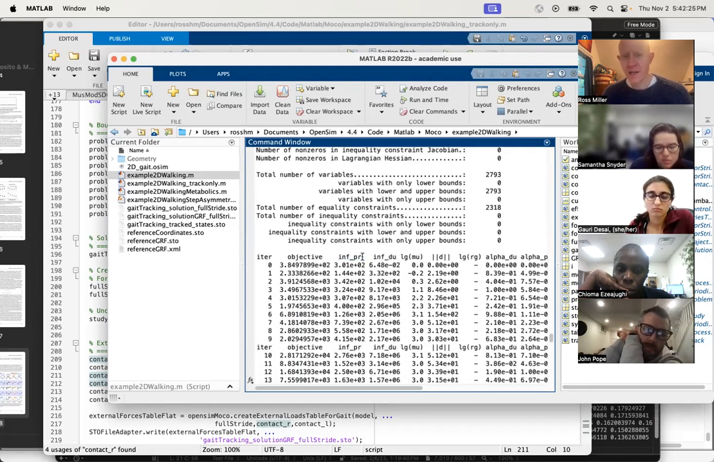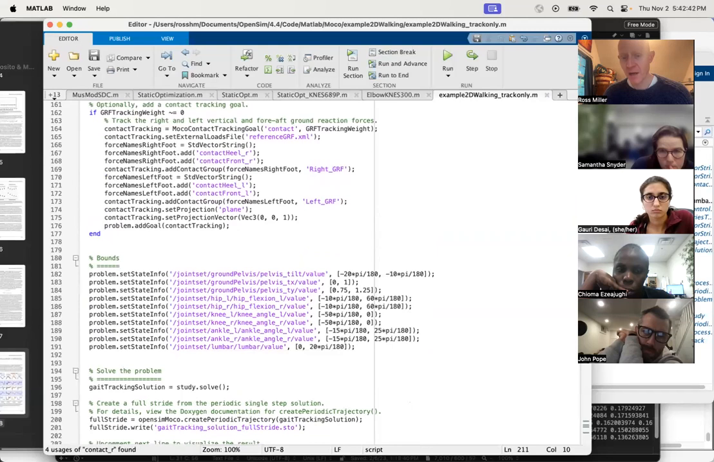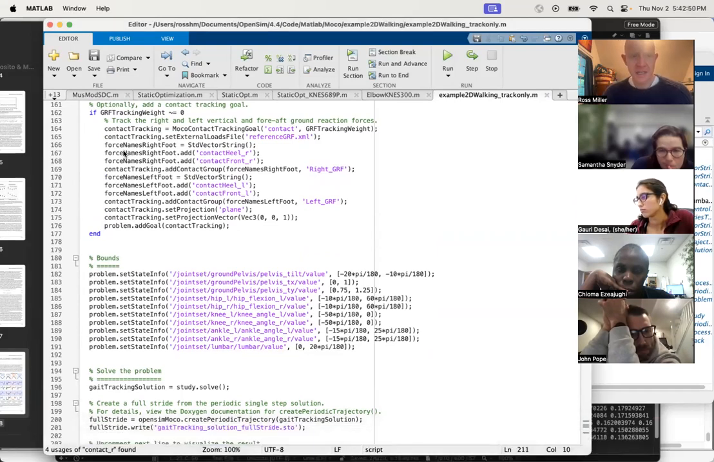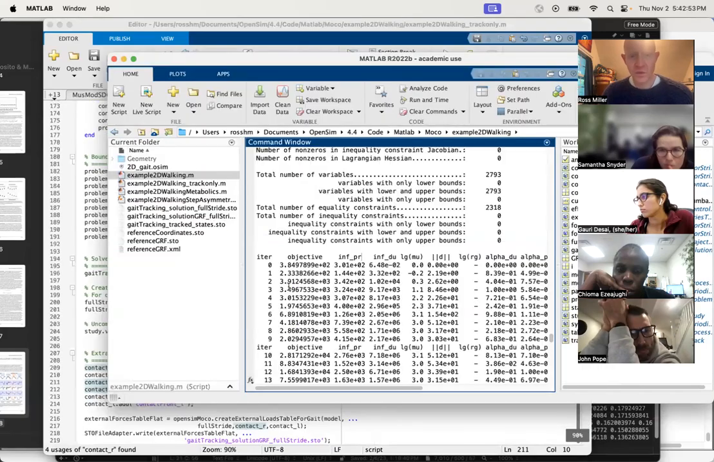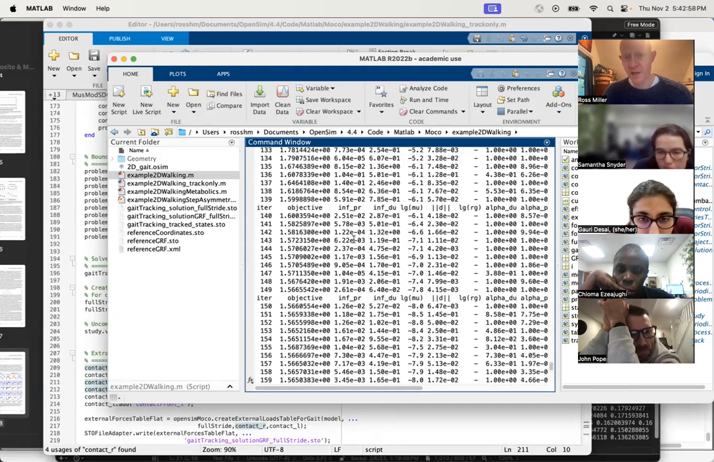This inf PR, it's not exactly the largest constraint violation, but it's something related to that. A constraint violation is something like, somewhere in here in the code, it specifies that the model has to walk at a certain average speed. You might specify 1.2 meters per second or something like that. And that constraint would be like, okay, it's walking at 1.2 meters per second plus 5.78 times 10 to the negative 3rd meters per second, right?